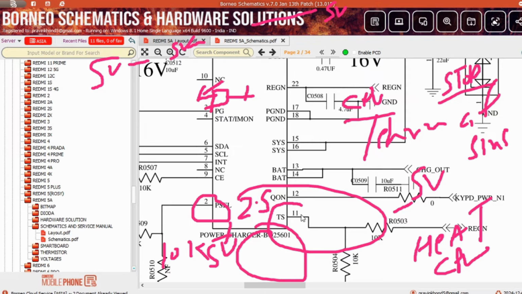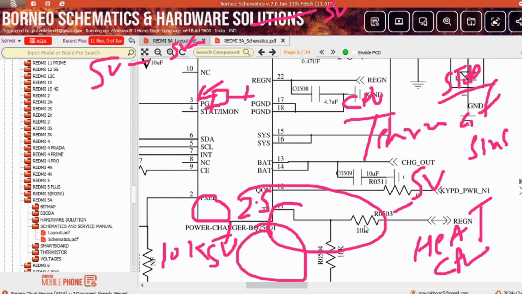Now if the pin number 11 voltage is disturbed, or you can say in the divider circuit any resistance is missing or open, so you get 5 volt here. After that the CPU senses something is wrong, that the IC is heating, so the CPU stops this IC from working. Clear? So you must check here the REGN line or divider circuit, right? On pin number 11 you will get 2.5 volt. If any resistance is open or damaged, you just replace it with the same value resistance.